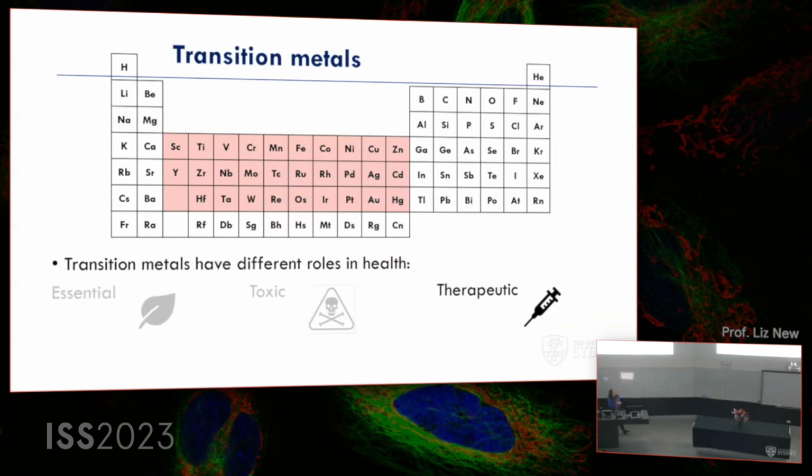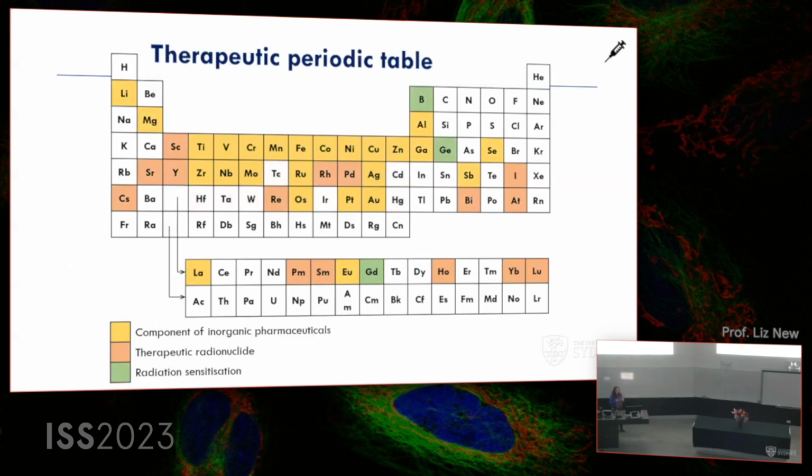Now we're going to move on to talking about therapeutic metals. Now theoretically, as I said, anything can be incorporated into a molecule that might have therapeutic applications, so both toxic and essential metals are used in therapy. But the story I want to tell you today, here's the therapeutic periodic table. So you can see in yellow, these are all of the metals that are used in inorganic pharmaceuticals.